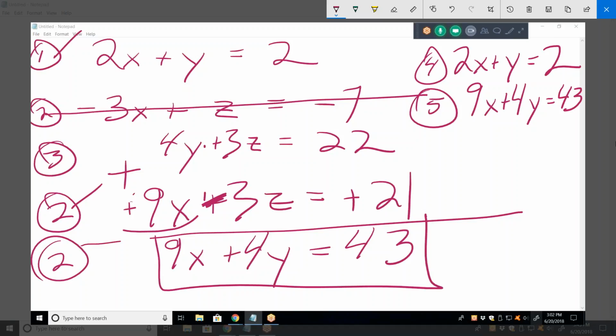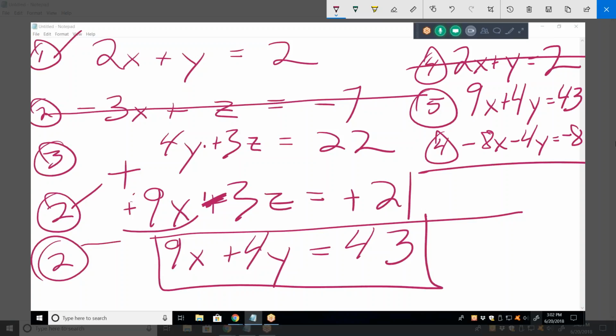For this one, I'm just going to multiply the top by negative 4. Negative 8x, negative 4y equals negative 8. Box that one out. Now what? So now it'd be x plus 0y equals 43 minus 8. So that would be 35. There you go. Now, once you solve for x, I can now use that one to solve for y. What is y?